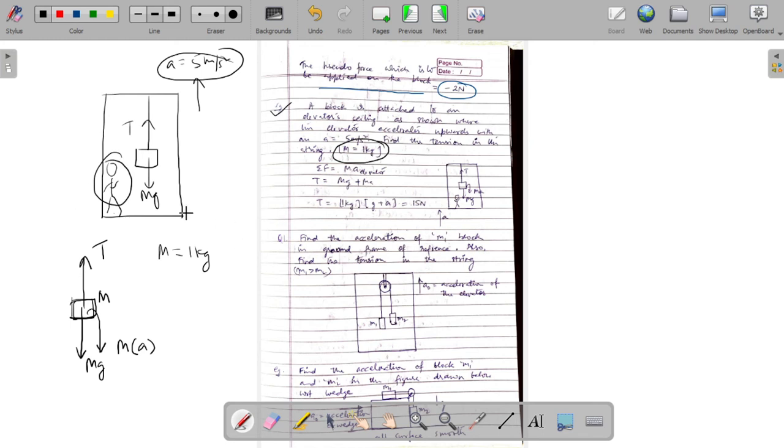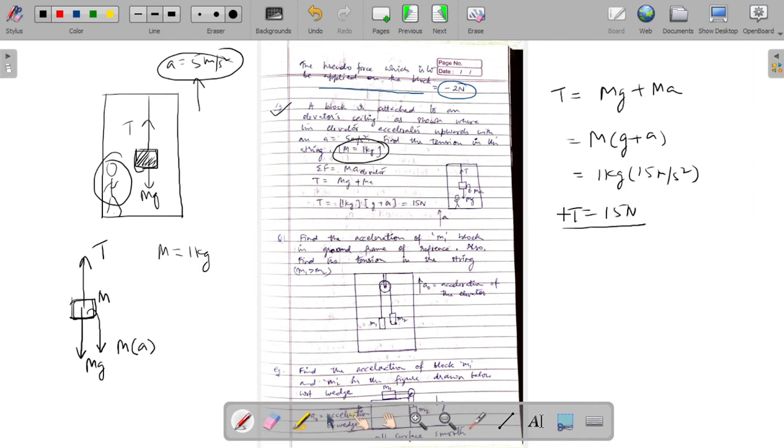So with respect to this person, the mass m is at rest, it is not moving at all. So all the forces are balanced. So tension is equal to mg plus ma, or tension is equal to m into (g plus a). The mass of the block is 1 kg and g plus a is 15 meter per second square. So this should give us the tension in the string to be equal to 15 newtons.